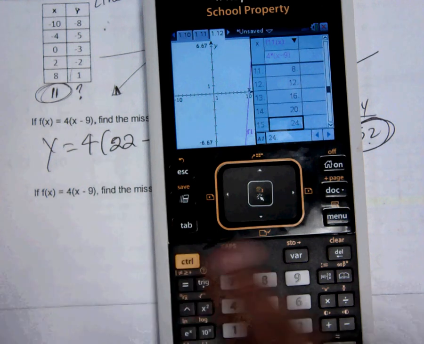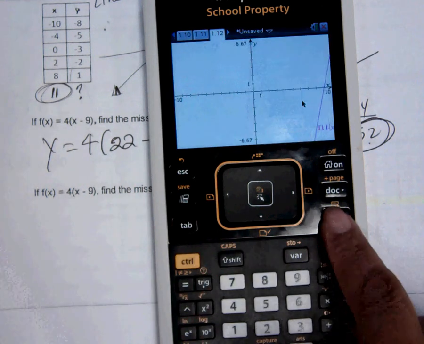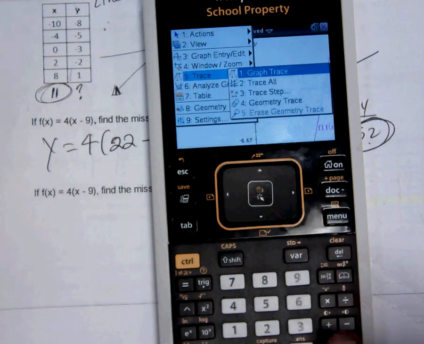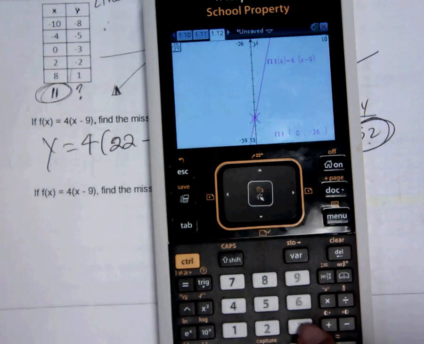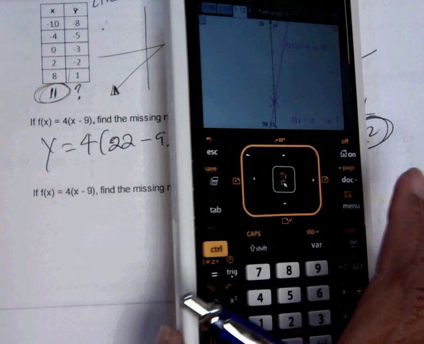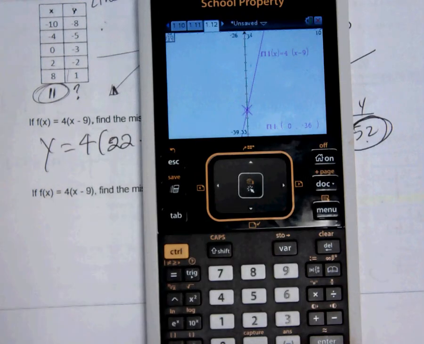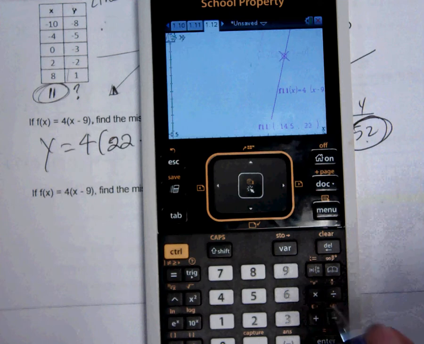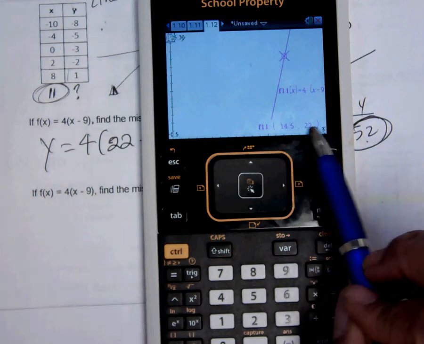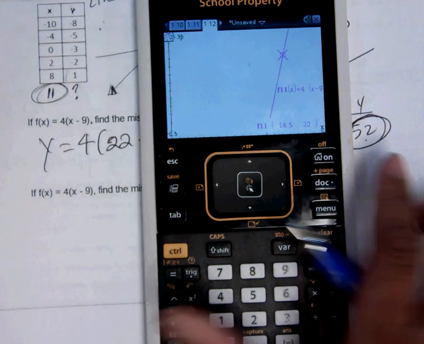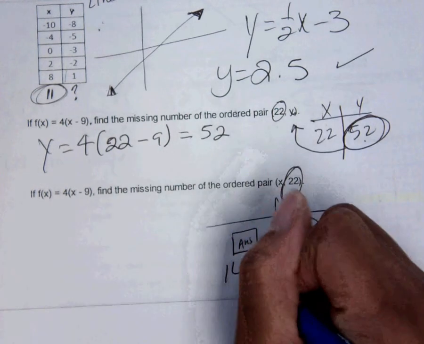So I am going to get out of the table and go to menu 5 and then trace. And then I'm going to type in the x value, and the x value is, what's the x value? I don't know. We said 14.5, but we're not sure, so let's check it. You always type in the x value. Did it give me 22? Yes, it did. So we now know that x is 14.5. And that's how you check it.